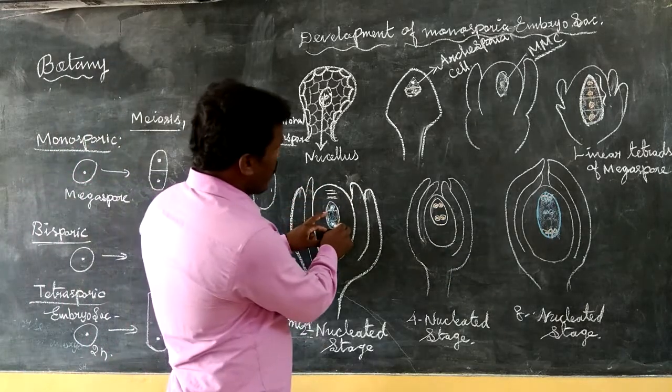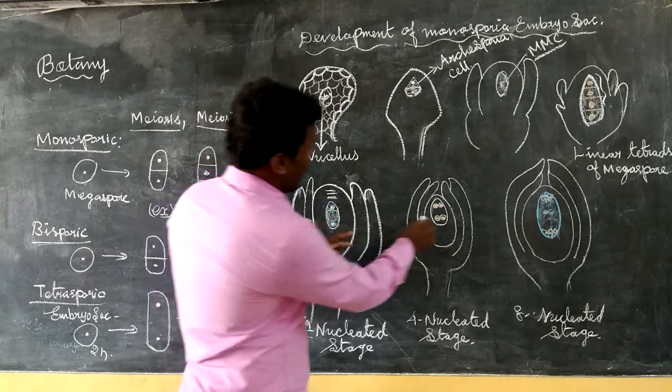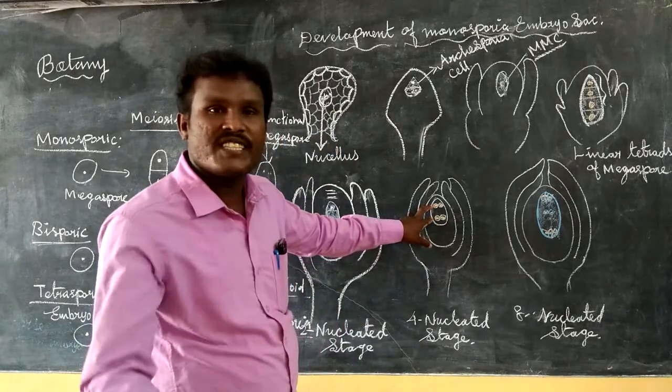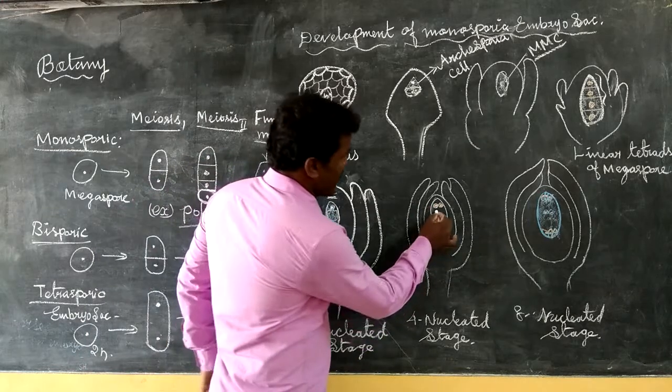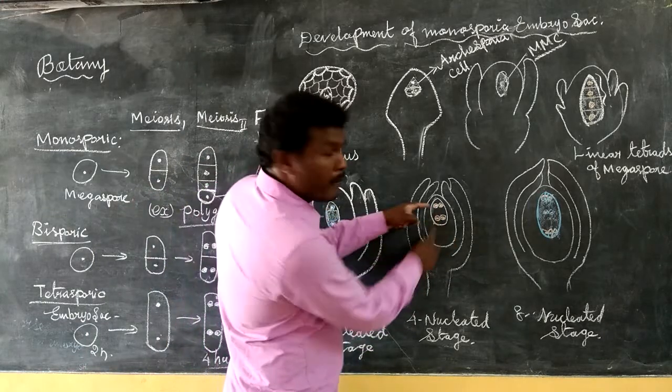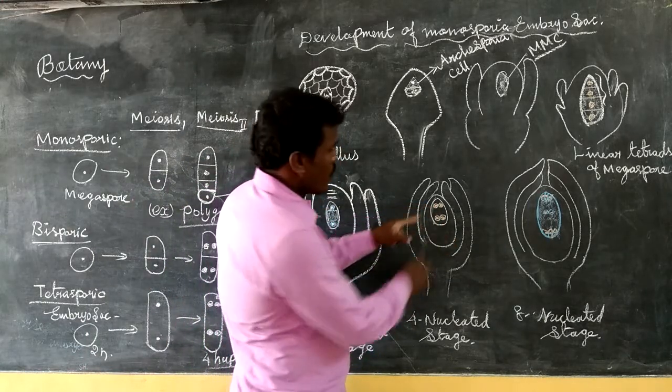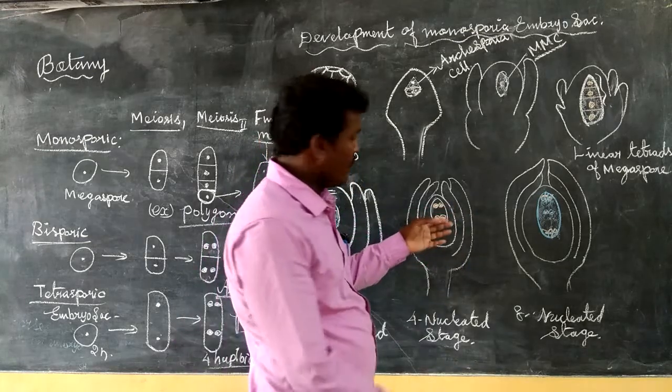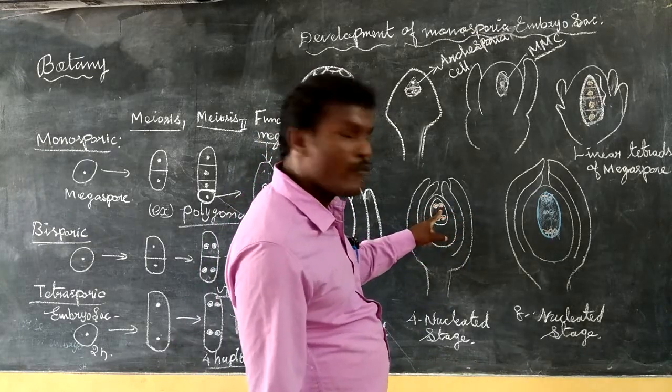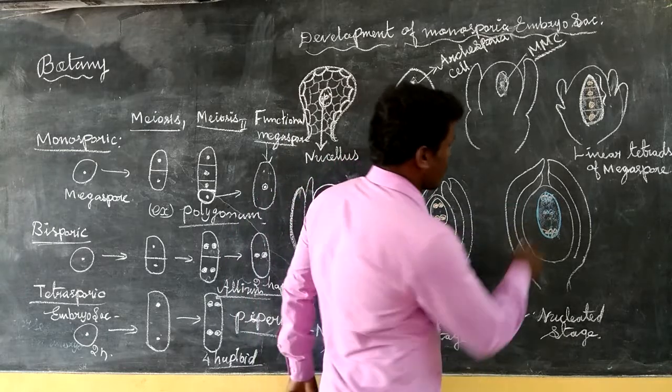Okay. After that, what happened? Again it goes for the second one. So the second mitotic cell division takes place. As a result, 2 nuclei will become 4 nuclei. When the third mitotic cell division takes place, the 4 will become 8 nuclei.